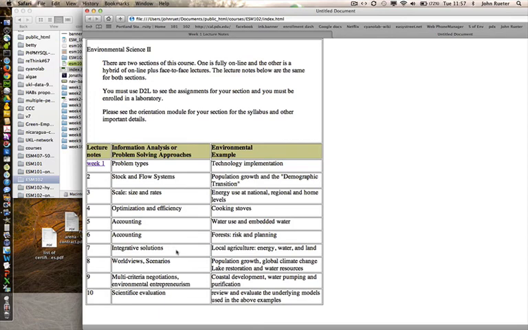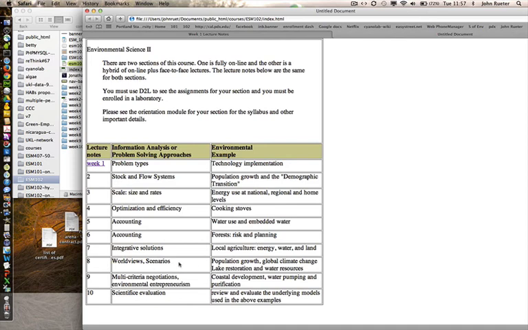Week 7 under integrative solutions, we're going to look at local agriculture. This is where really you bring together the energy use, the land use, the water use, the health impacts, and bring all that together, and it all comes together very, very clearly with local agriculture.